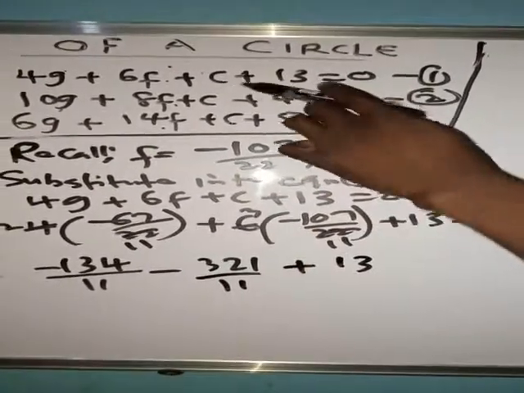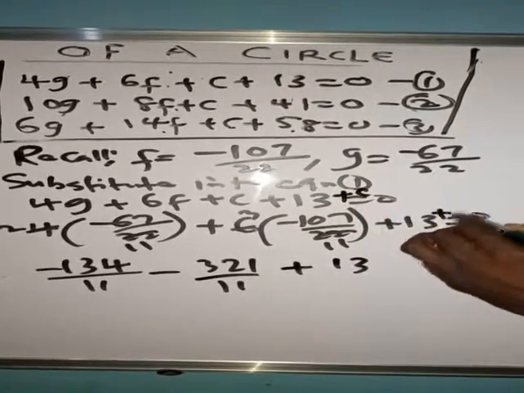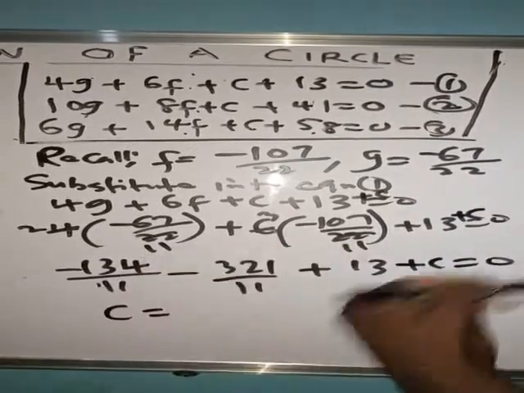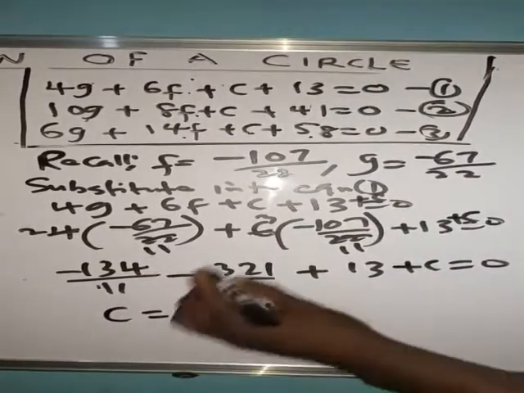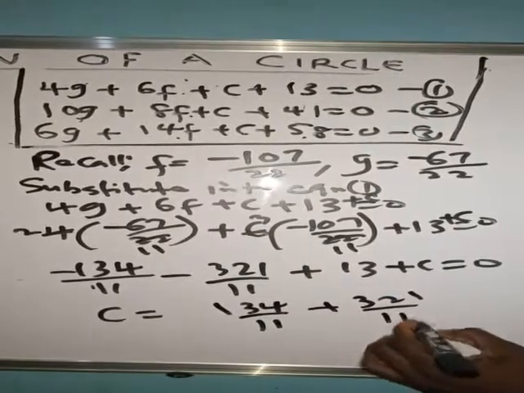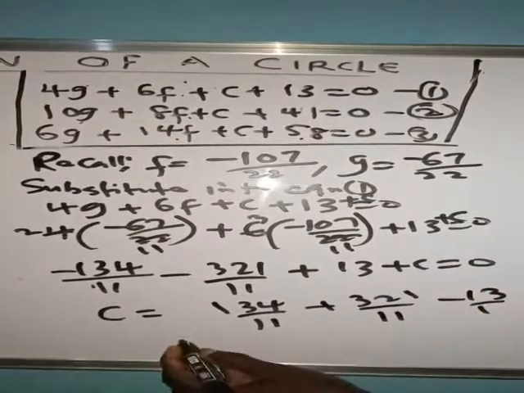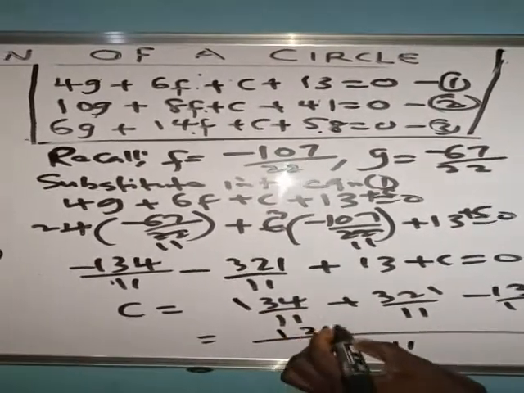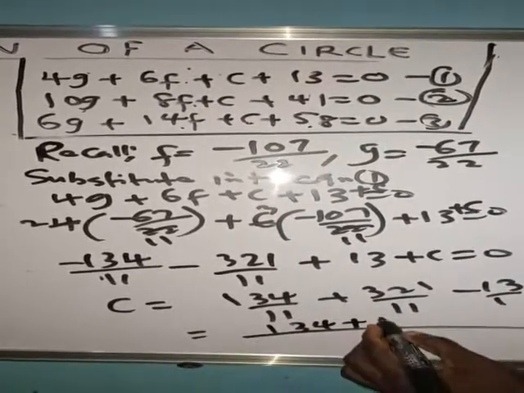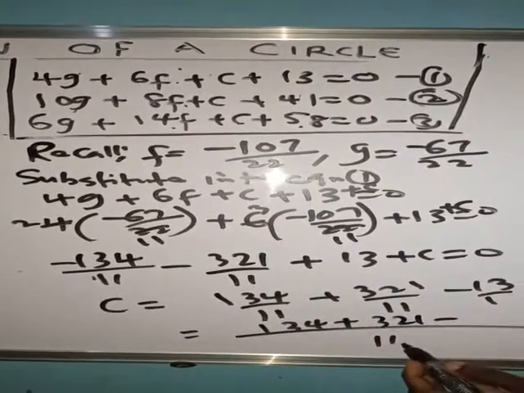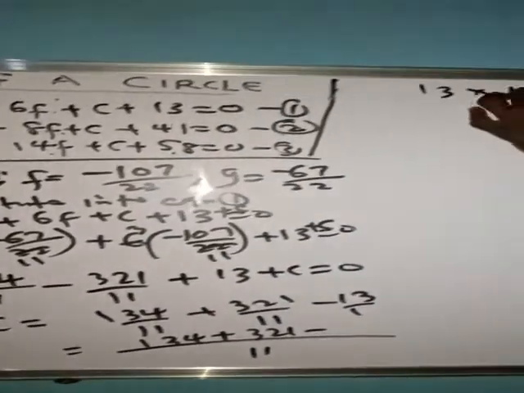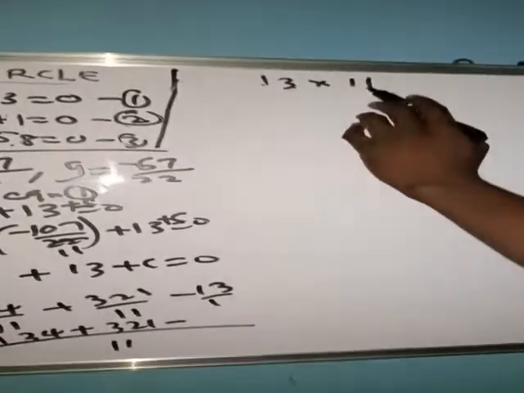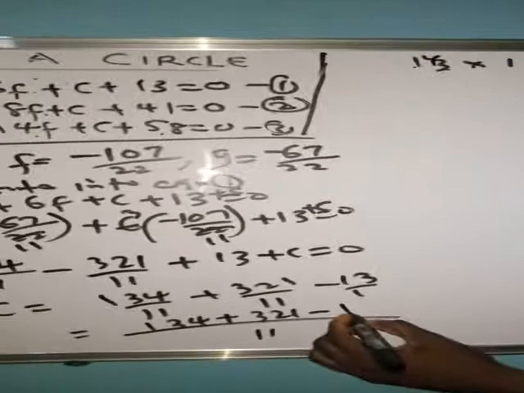Now we have plus c in the formula, plus c is 0. So now c will be, bring this one here, 134 over 11 plus 321 over 11 minus 13 over 1. So the LCM is 11. 11 here is 1. 1 times 134, 134 plus 11 here 1, 1 times 321, 321 minus 1 here 11, 11 times 13, 13 times 11. The logic we did the other time: 1 plus 3 is 4 when you are multiplying a two-digit number by 11. So that is 143.